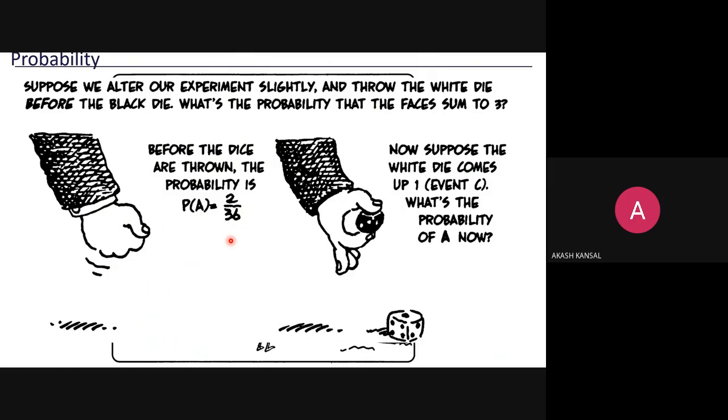Now in scenario B, suppose the white die comes up 1. Let's say event C is the white dice shows up 1. What is the probability of A now? The probability of A, when you didn't know the result of the first event, was 2 by 36. But now, what is it? I leave it up to you. Think over this. We will be covering conditional probability in detail in the next session. I think this is what I wanted to cover.